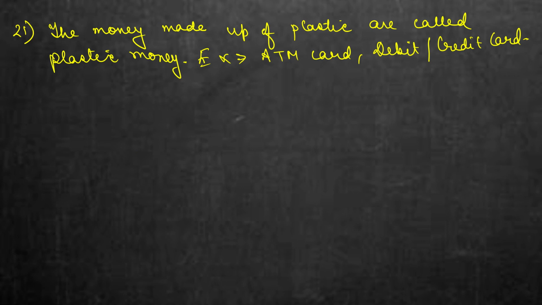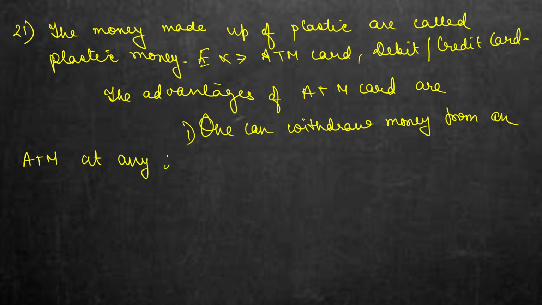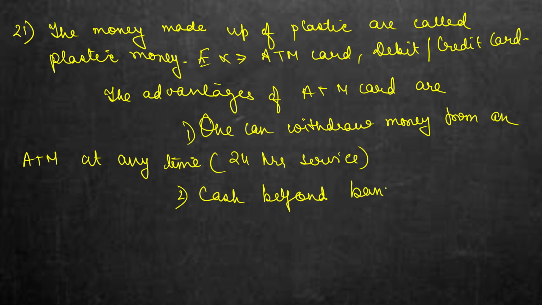What are the advantages of ATM card? One can withdraw money from an ATM at any time. It's a 24-hour service. One has to go to an ATM and from that machine one can take out money. It is cash beyond bank hours. Bank hours are supposed to be 9 to 5, but before and after that also you can take out money with the ATM card.